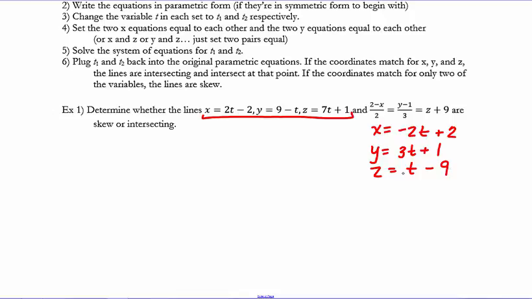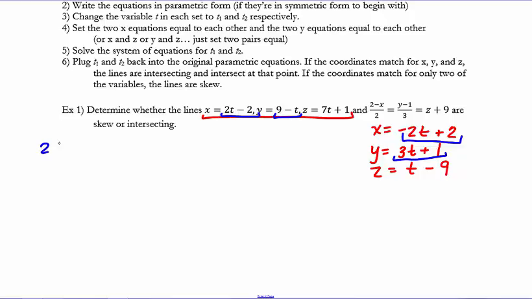So here are my sets of equations. Now, how do I figure out if it's skew or intersecting? Well, what we do is say if they're going to intersect, the x's have to be equal at some point, and at that same point, the y's are equal and the z's are equal. So I need this to equal this at the same time that this equals that.